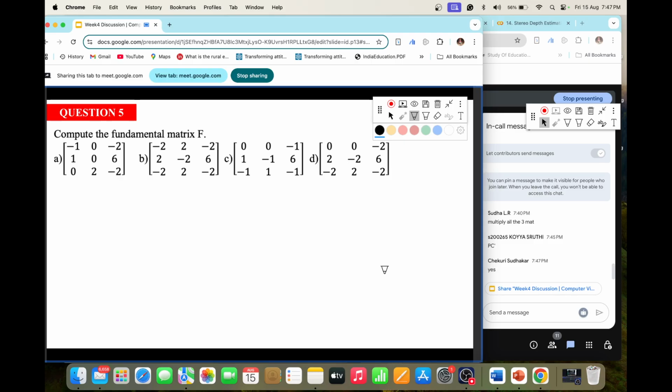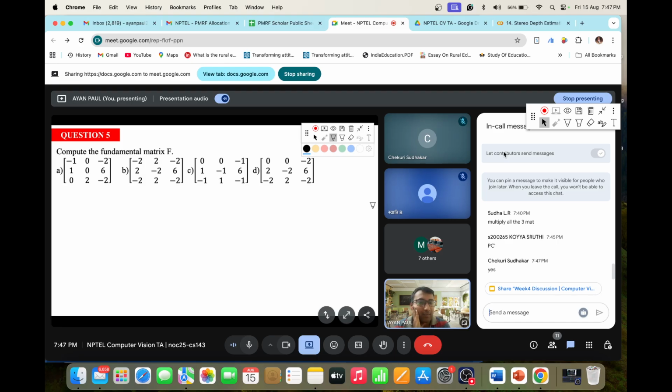So let's move on to the next question. Compute the fundamental matrix F. How can we compute the fundamental matrix? Can anyone tell what the formula of the fundamental matrix is? F equals E dash into H, right? E dash we already have from the previous answer, okay? H we have from the question before that, okay? So it is very easy. So this F is E dash into H, okay? E dash into H.